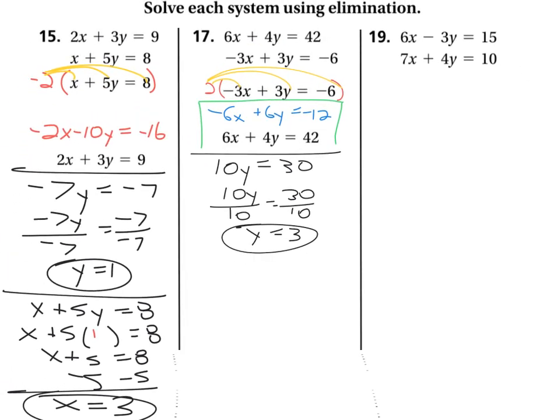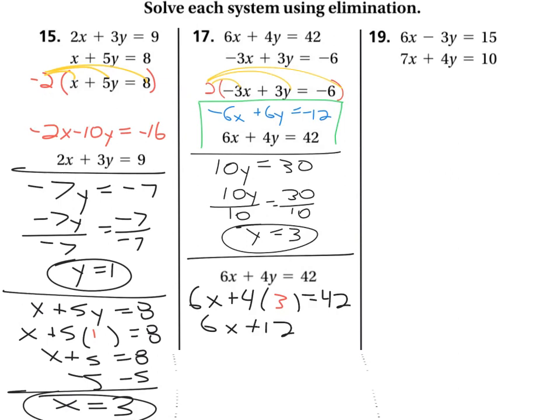Great. What can we do now? Well, we only know one variable, so we need to solve for the remaining variable. So I'm going to grab one of the equations, that equation here, and I'm going to substitute in what I know y is equal to. So we're going to say 6x plus 4 parentheses 3 equals 42.